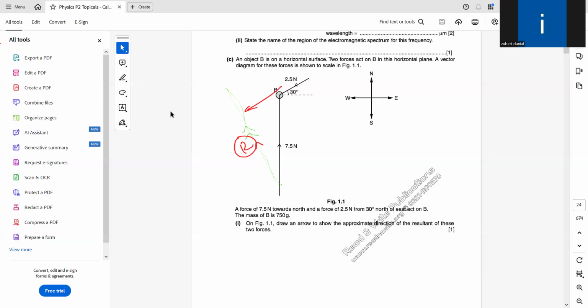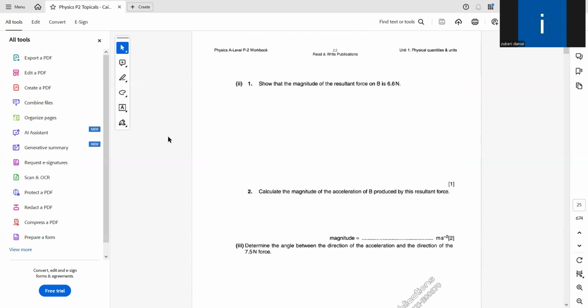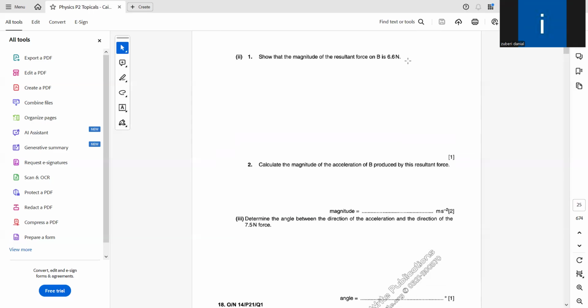So it's answer 6.6 newtons. Yeah, that's what they asked us to show. 6.16. So you do it by finding the cosine rule. Yes, exactly. That's the answer. Now I think you're good to go with this scalar and vector concept. Let's try some P1 questions and then we'll move to the other topic.